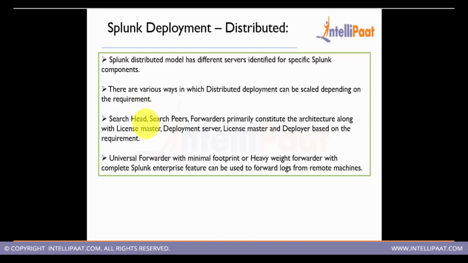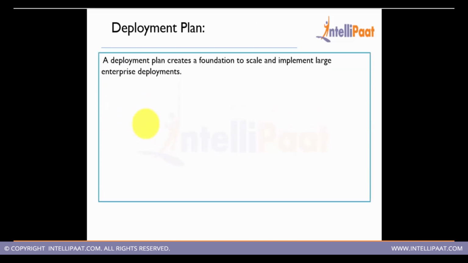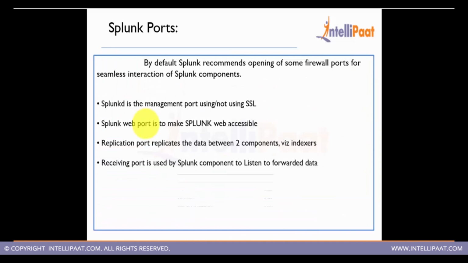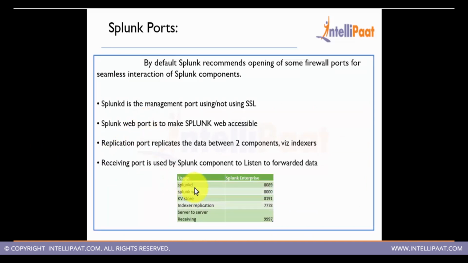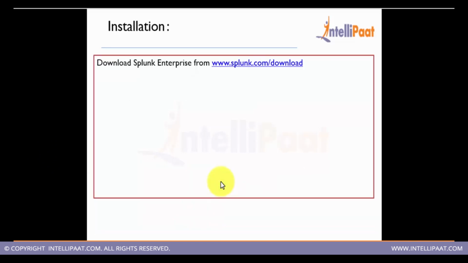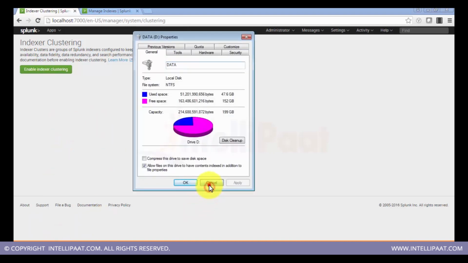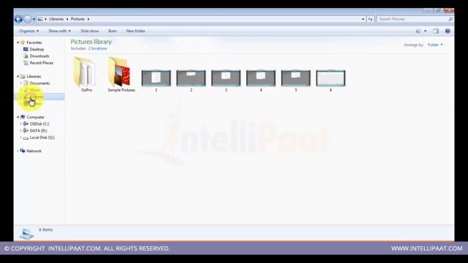Finally you have the universal forwarder. We have talked about it. All these Splunk servers, as I told you, communicate with each other via specific ports, so opening the specified ports is very important. Now let's come back to this page where we have the clustering. There's no point in enabling clustering because we don't have multiple instances, but I have saved some screenshots to show you how it works in a real-time environment.